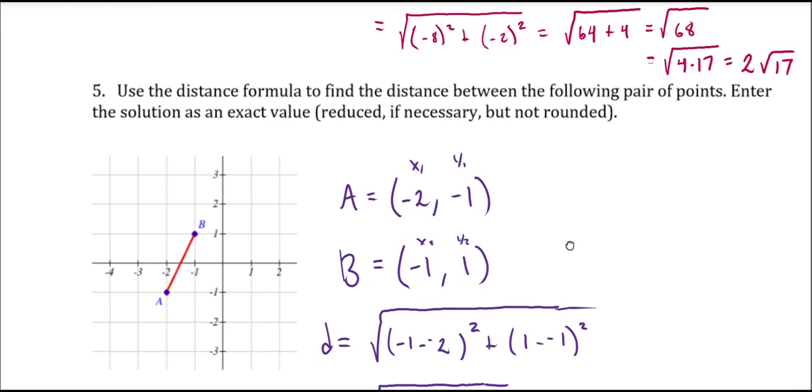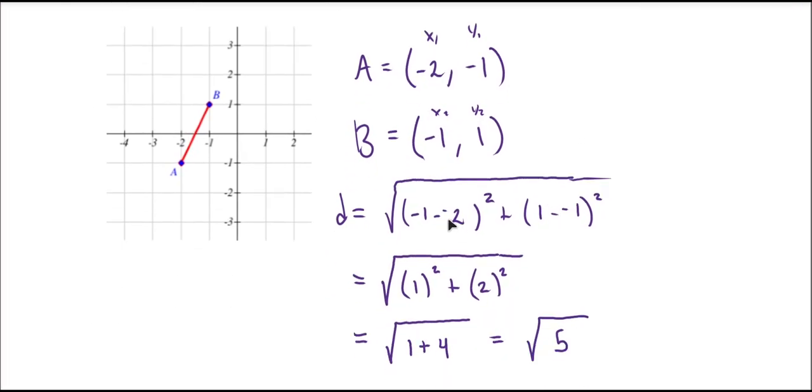And plugging these into the distance formula, we wind up with -1 minus -2 squared plus 1 minus -1 squared. This gives me 1 squared plus 2 squared, which is 1 plus 4, which is 5. And the square root of 5 does not simplify, so we're going to just leave it at that. This line segment has the length radical 5.